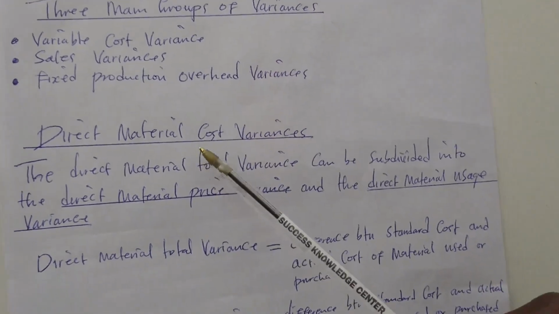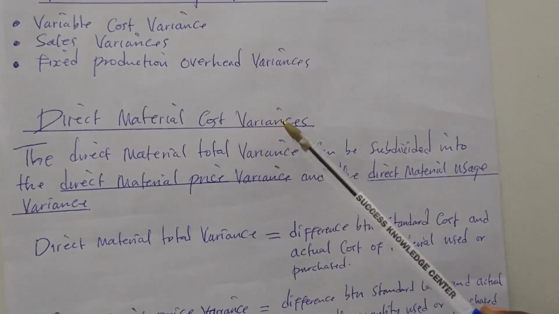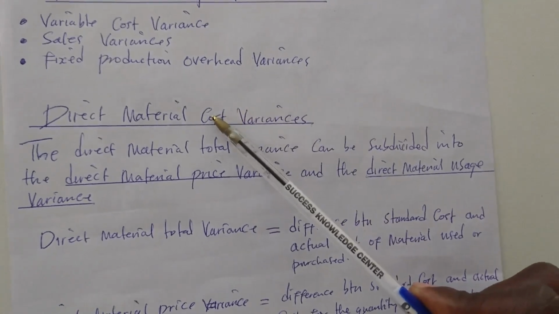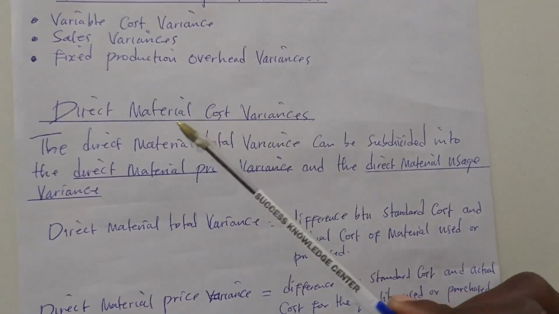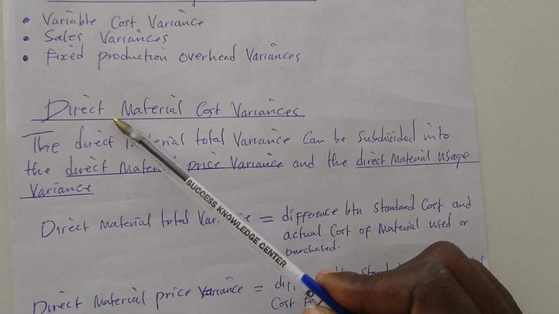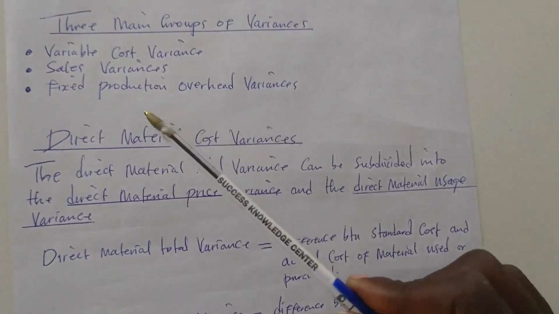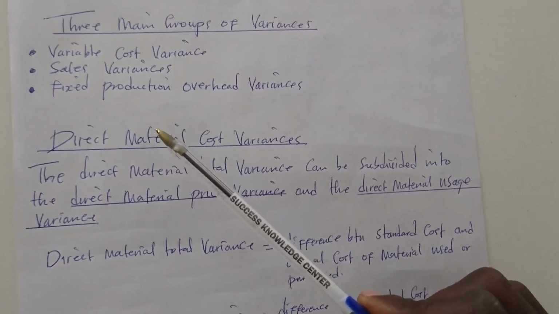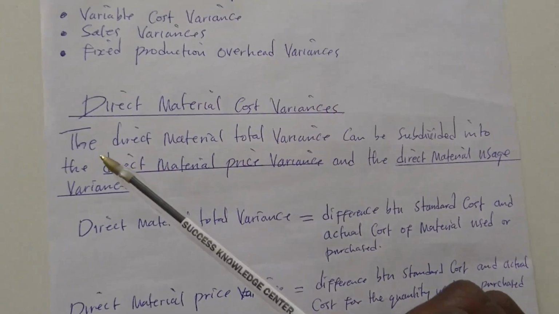So direct material cost variances. Direct material cost variances, we are talking about the direct materials which go to a product and then their variances. That's what this title is talking about, direct material cost variances, which is part of the variances. Okay, so now let's read here.